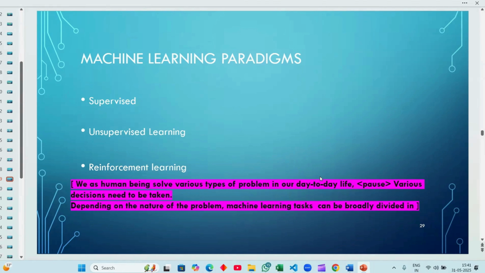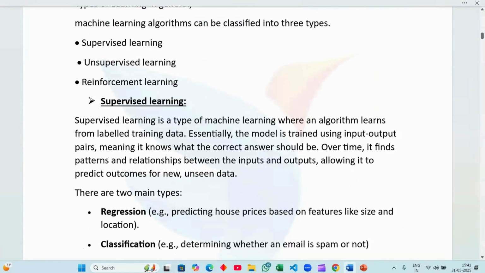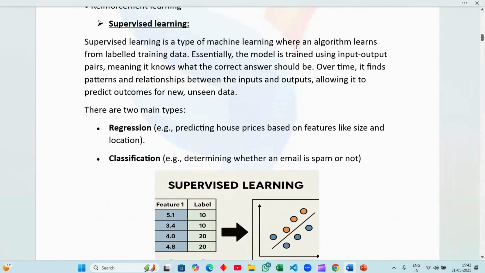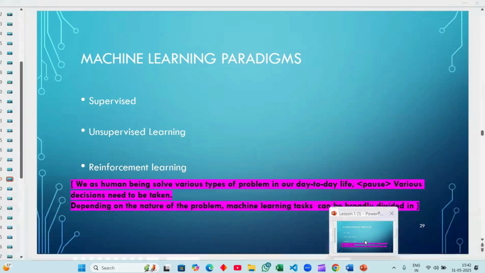So in this machine learning concept, we have supervised learning, unsupervised learning, and reinforcement learning, right? From this, we have to take. So what is supervised learning? Supervised learning is a type of machine learning where an algorithm learns from labeled training data. Essentially, the model is trained using input and output pairs, meaning it is known what the correct answer should be. Over time, it finds the patterns and relationships between the input and output, allowing it to predict outcomes for new unseen data. Okay, it has regression methods and classification methods, right?